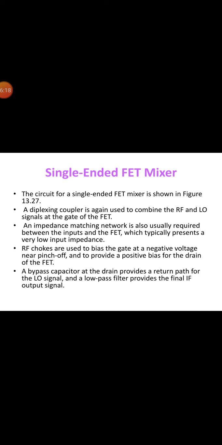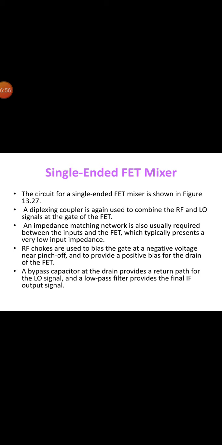When the gate bias is near pinch off, where the transconductance approaches 0, a small positive variation of the gate voltage can cause a large change in transconductance, leading to a nonlinear response. Thus, the LO voltage can be applied to the gate of the FET to pump the transconductance to switch the device between high and low transconductance states, thus providing the desired mixing function. A diplexing coupler is again used to combine the RF and LO signals at the gate of the FET.